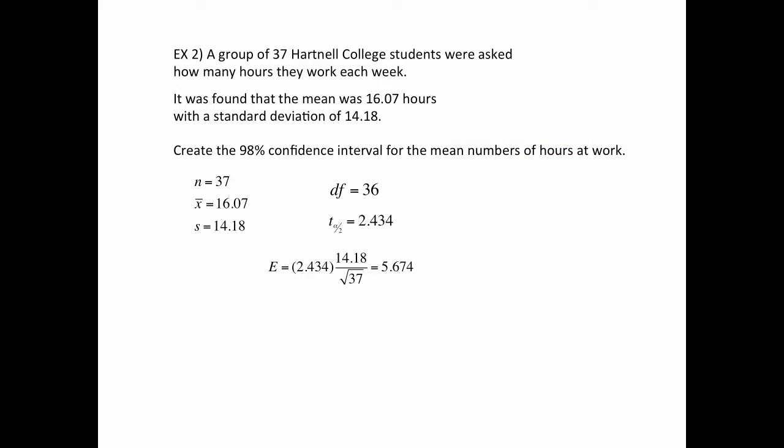Then we can do the error formula. So put the 2.434 and then the s divided by square root of 37 people. And the error, it's off by 5.674. So in other words, if I say they work an average of 16 hours, I could be off plus or minus 5.674 hours. So then we just do that plus or minus, and we find out that the average is somewhere between 10.3 and 21.7 hours. That's quite a range, and it's because this standard deviation was so big.